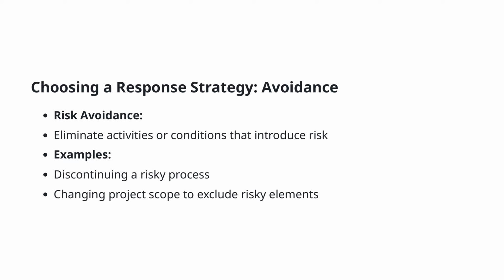On this slide, we'll cover risk avoidance as a strategy for managing risks within your projects. Risk avoidance focuses on eliminating activities or conditions that introduce risk altogether. This may involve discontinuing a process that poses significant risks or altering the project's scope to exclude risky elements. By steering clear of such risks, you essentially prevent potential negative impacts. These measures can ensure a smoother project execution and enhance overall security.